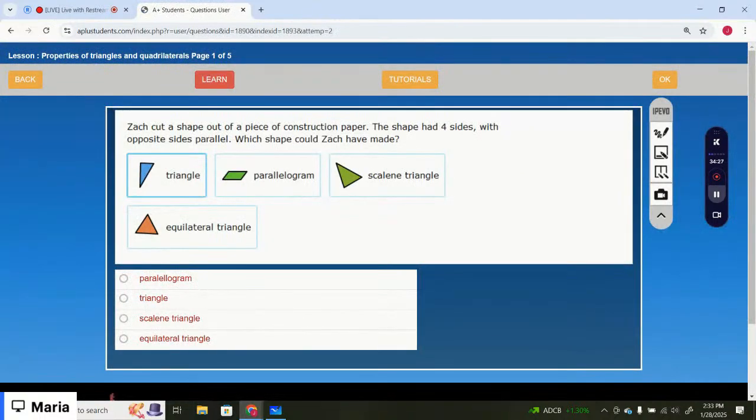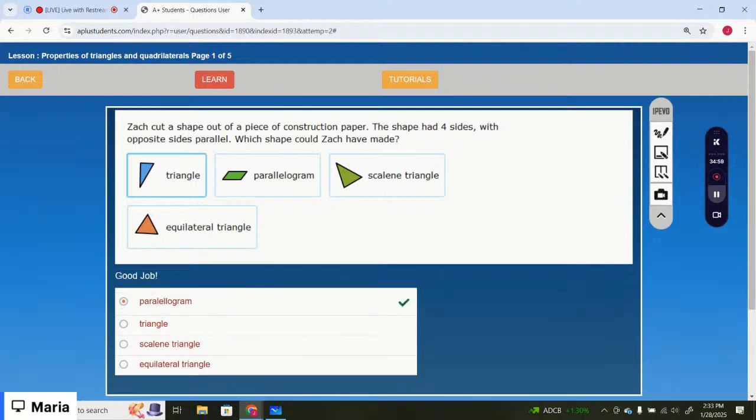Zach cut a shape out of a piece of construction paper. The shape has four sides with opposite sides parallel. What shape could Zach have made? We are given four of the shapes, right? The only shape that fits is parallelogram, so obviously the shape is parallelogram.